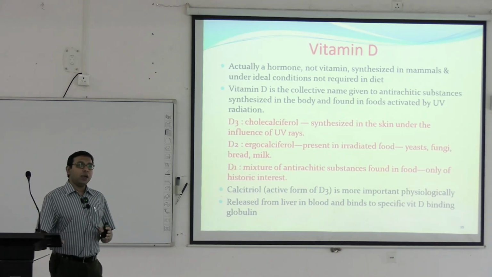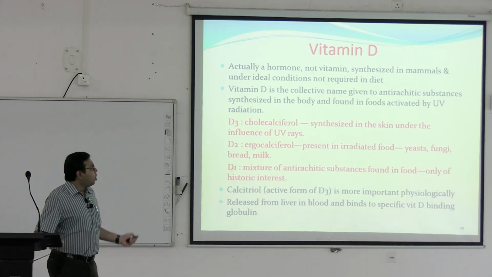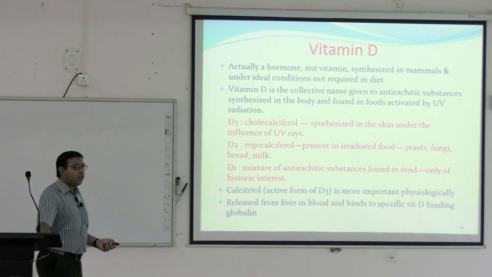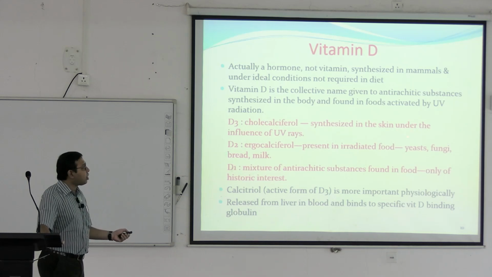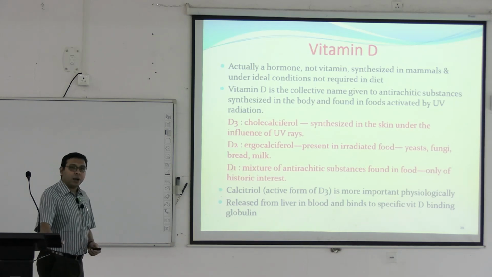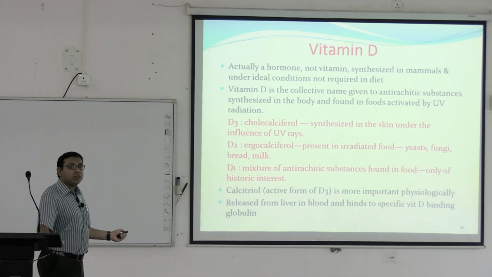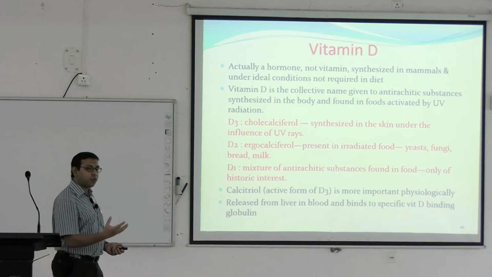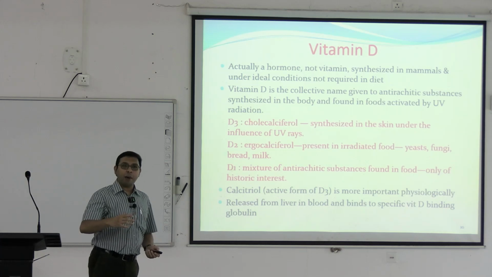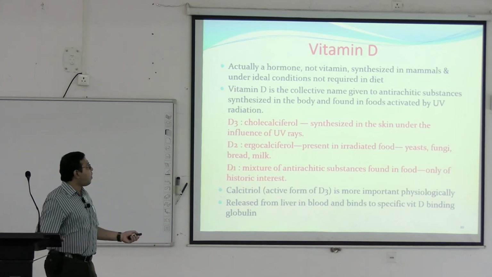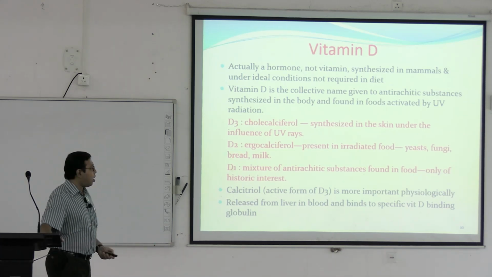Mostly we are using D3 and D2. D3 is known as the cholecalciferol. It is synthesized in the skin under the influence of the ultraviolet rays. And D2 is the ergocalciferol, which is present in the irradiated foods. That is, foods are irradiated with the ultraviolet rays, mainly yeast, fungi, bread, milk, etc.